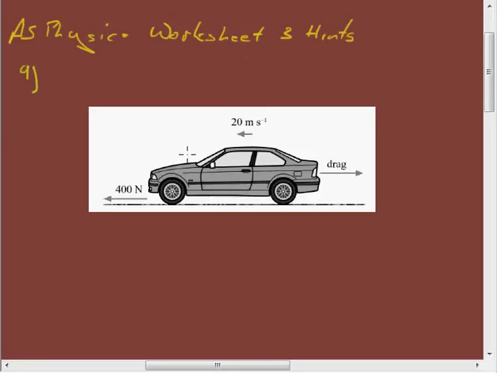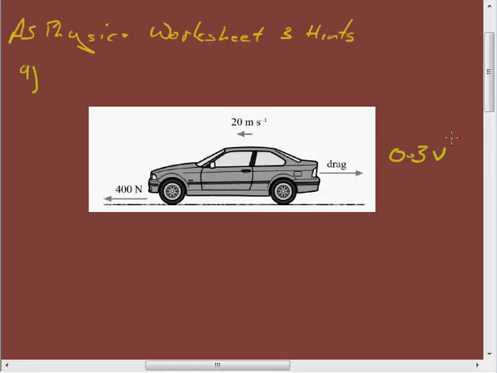Question 9. You're given a diagram of a car and it shows the horizontal forces. You're told the drag on the car depends upon its speed, and you're given a formula for drag, which shouldn't be too surprising to you because we have done something on this before.